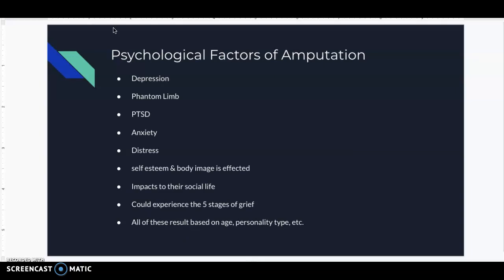Our next slide and point is the psychological factors of amputation. These include depression, phantom limb, PTSD, anxiety, distress, self-esteem and body image being affected, impacts to their social life, as well as experiencing the 5 stages of grief. All of these results are based on age, personality type, among other things. And this is all according to the article Psychological Adaptation to Amputation. Also, according to Serious Law, the fact that a normal body image involves all 4 limbs, having lost one will seriously affect a person's body image.